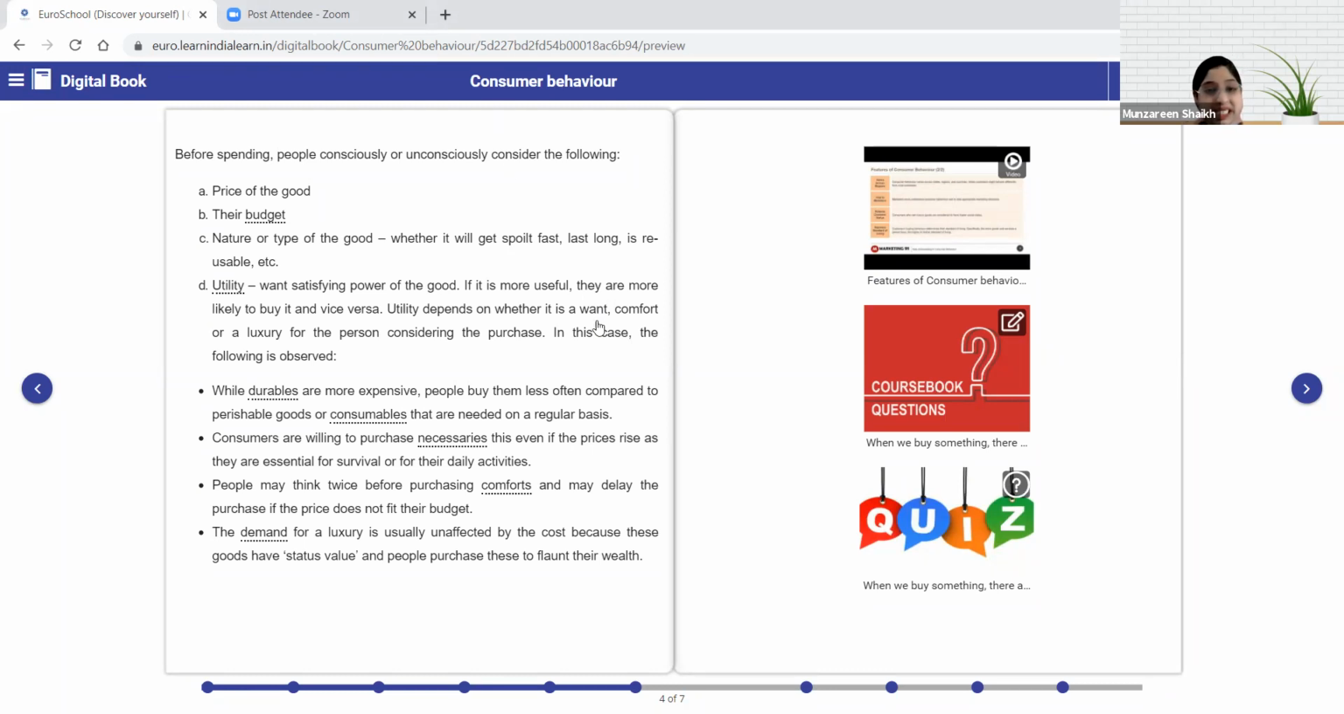All right, we have also seen the division of goods into three different categories: first is perishable, durable, and which is the third category? Consumable. So we had seen all these in the previous class. Now let us study further about consumer behavior. Next page.